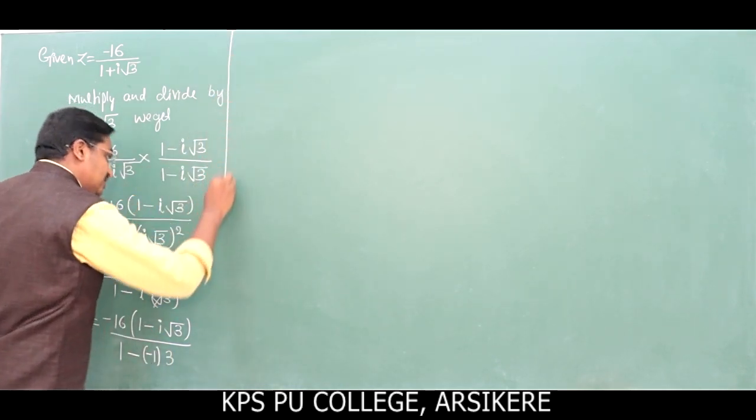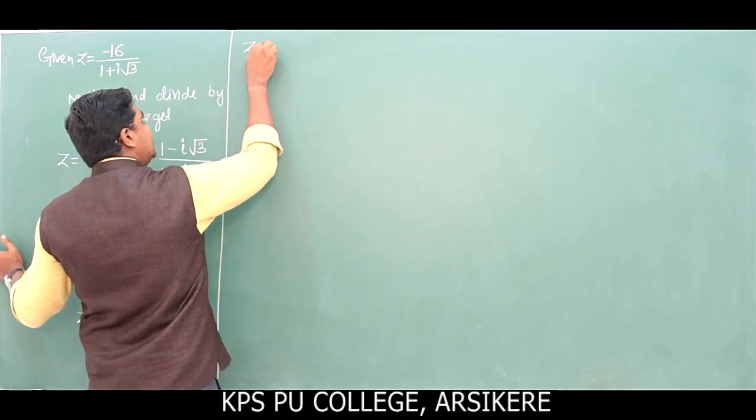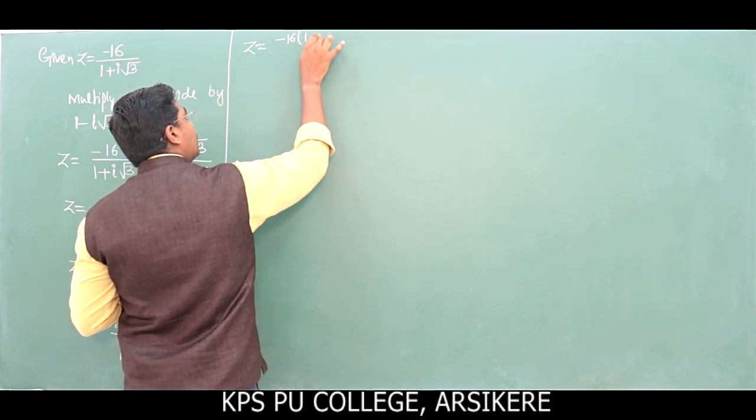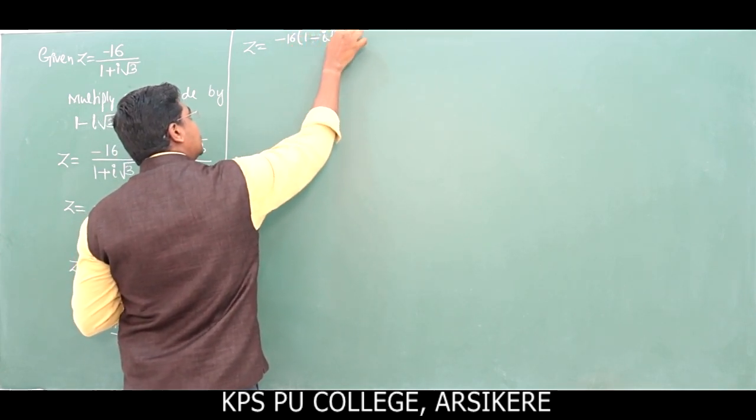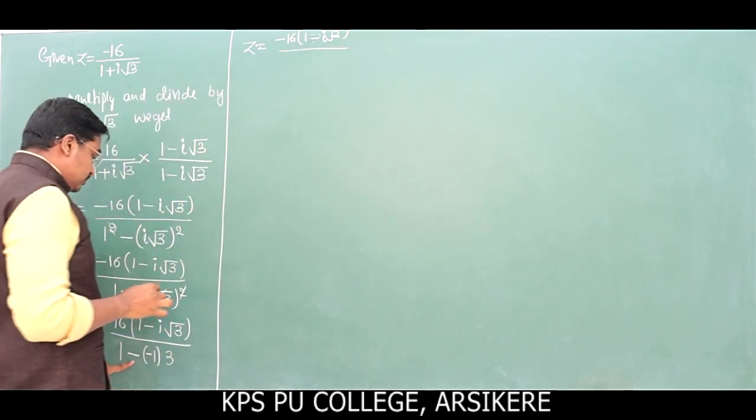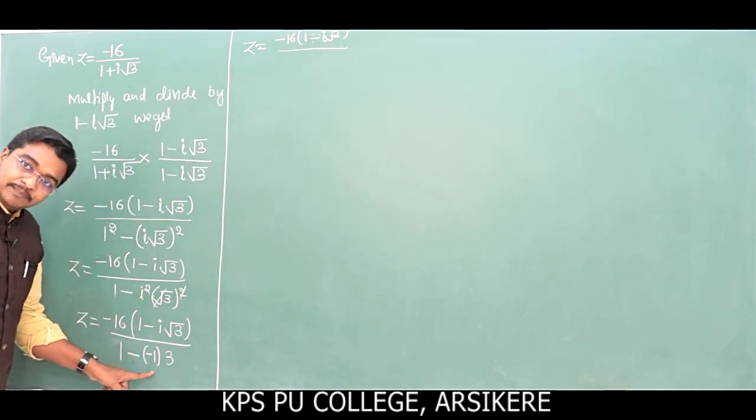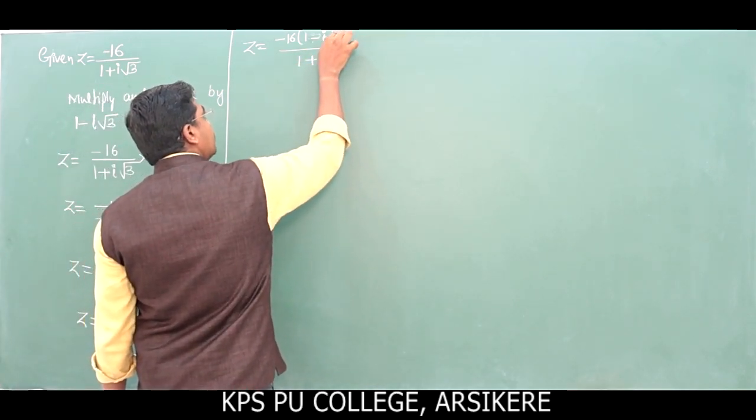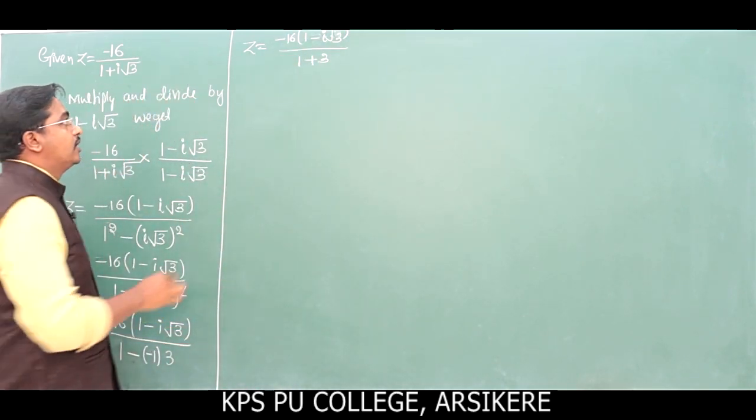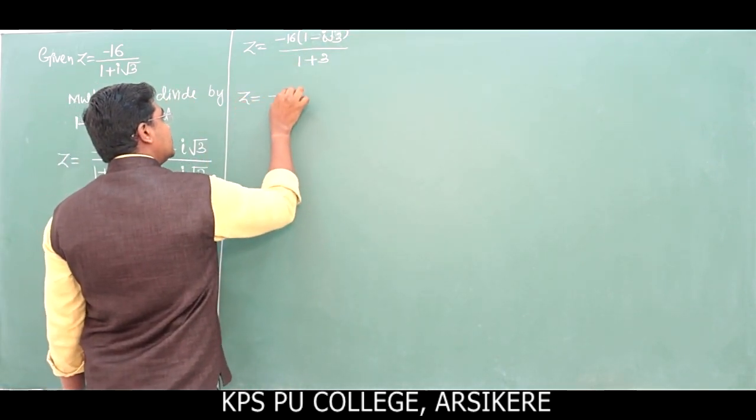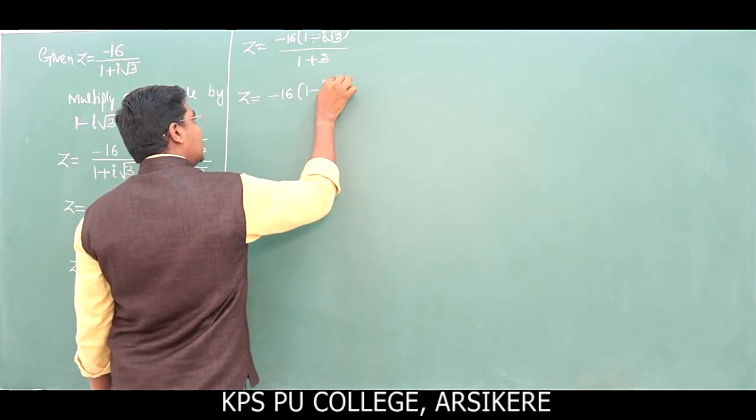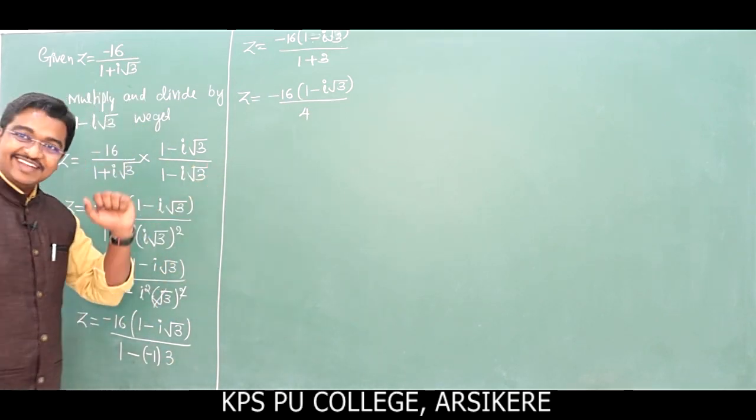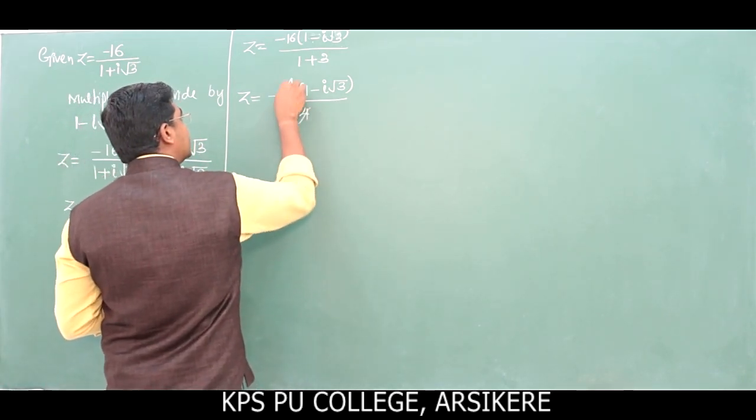Therefore z reduces as z is equal to minus 16 times 1 minus i root 3 as it is, whole divided by, you know minus into minus becomes plus, so totally you are left with 1 plus 3. Now the simplification is z is equal to minus 16 times 1 minus i root 3 whole divided by 4. Again 4 ones are 4, 4s get cancelled.